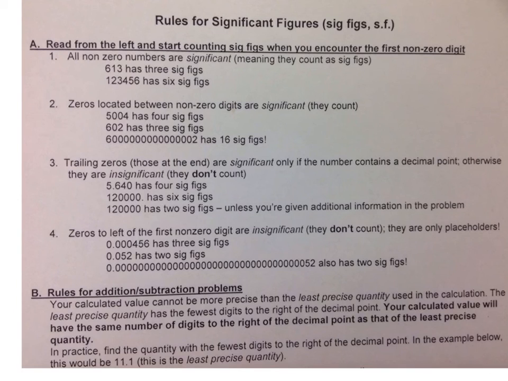So first rule is that all non-zero numbers are significant, meaning that they are going to count as sig figs. So you can see in the examples here that we have 613, and with 613 it has 3 sig figs. So the 6 is significant, the 1 is significant, and the 3 is significant. If I have the number 123,456, that has 6 sig figs to it. So any number that is not a 0 is always going to count as a significant figure.